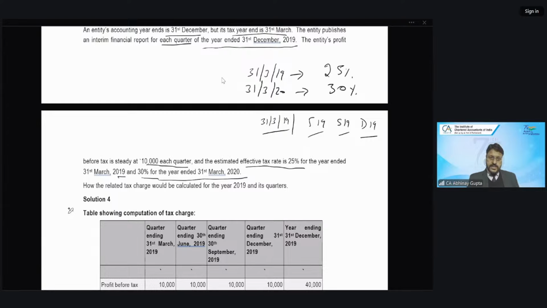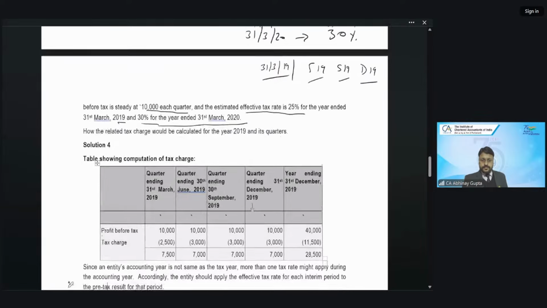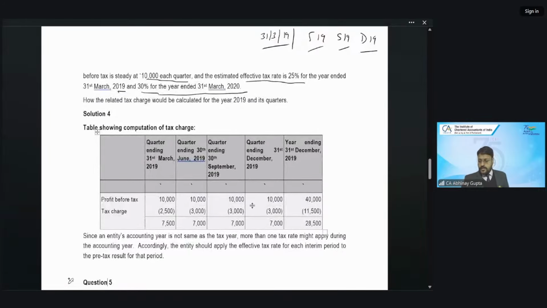So Q1 you are saying 2,500, Q2 you are saying 3,000, okay. Q3 with 3,000, okay. Q4 with 3,000, okay. Let's see. So for each quarter, how much is the profit before tax? 10,000, 10,000, 10,000, 10,000, right? And the total is 40,000.